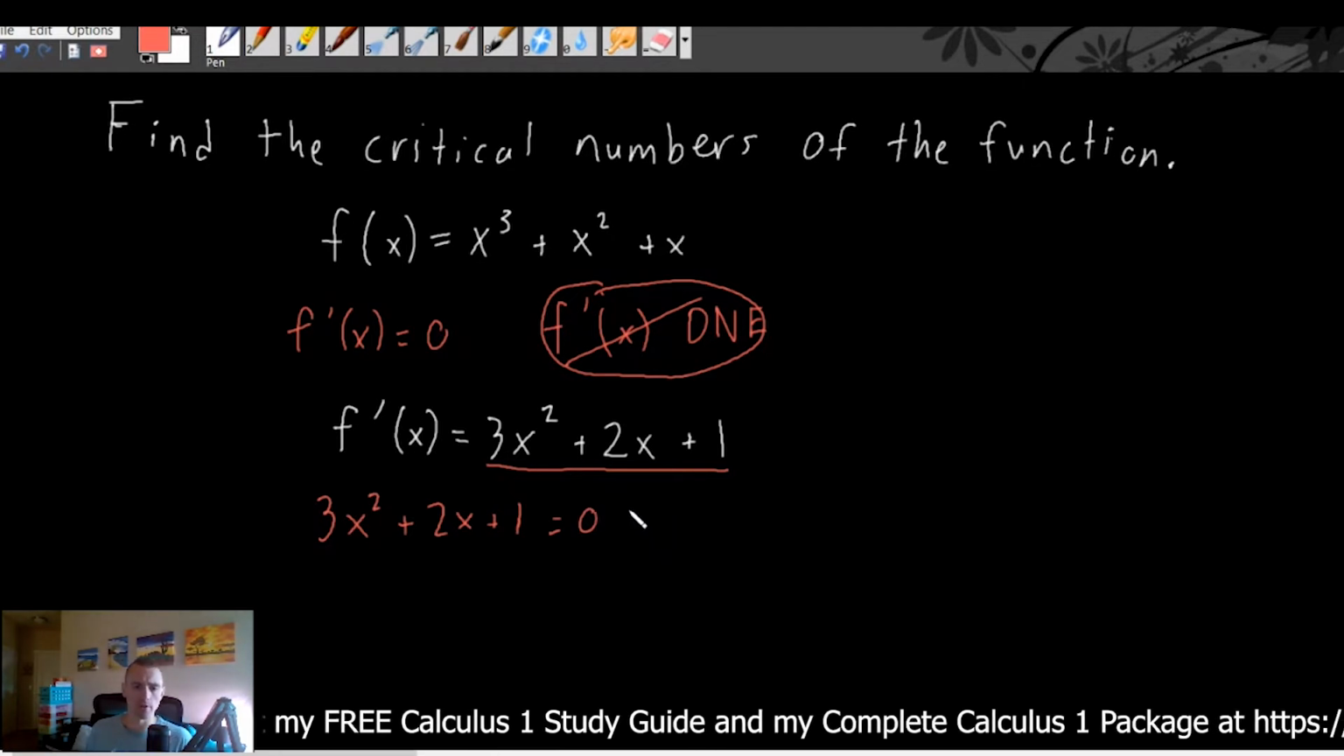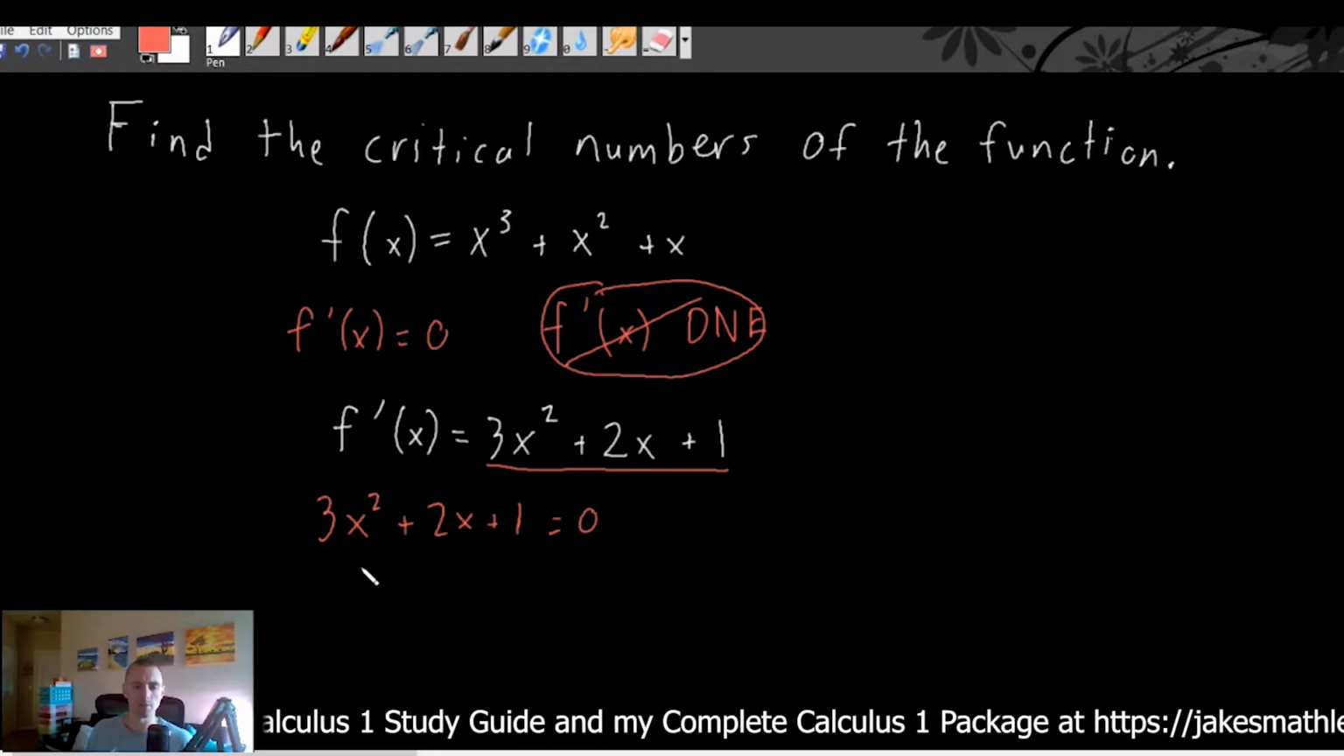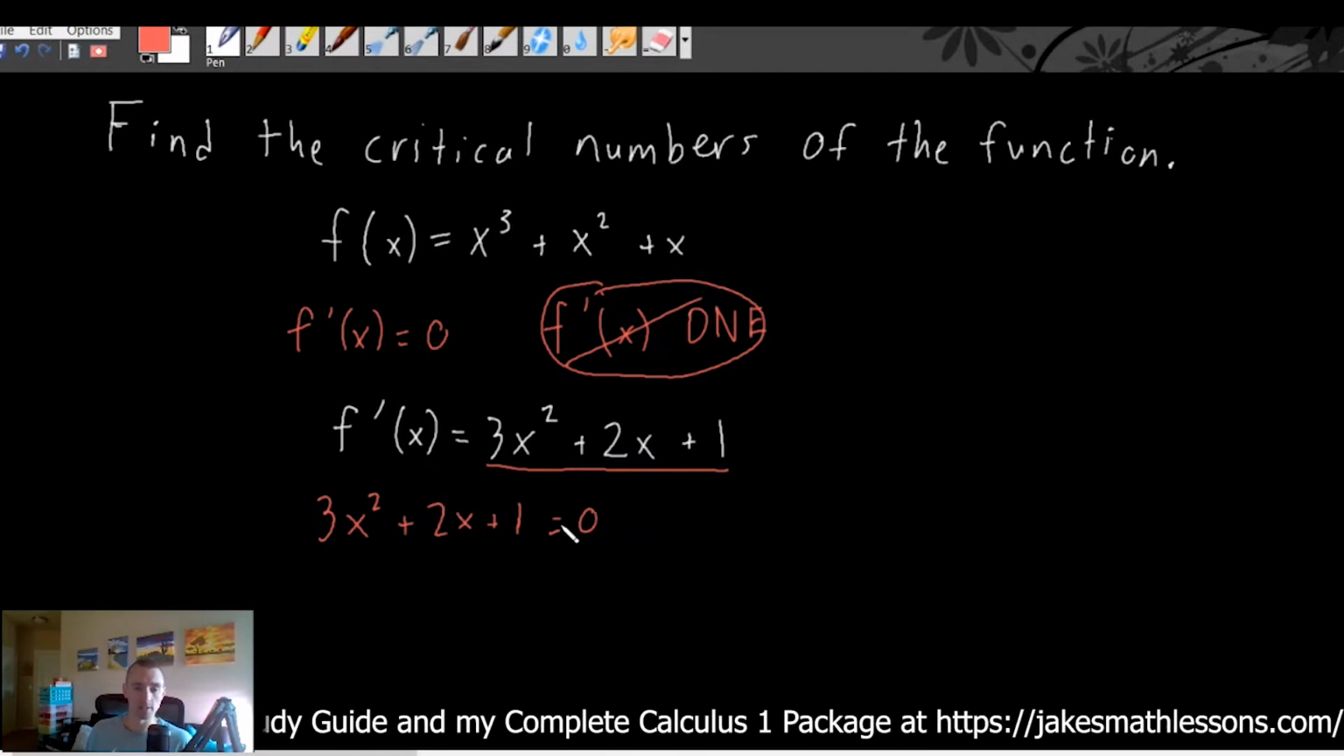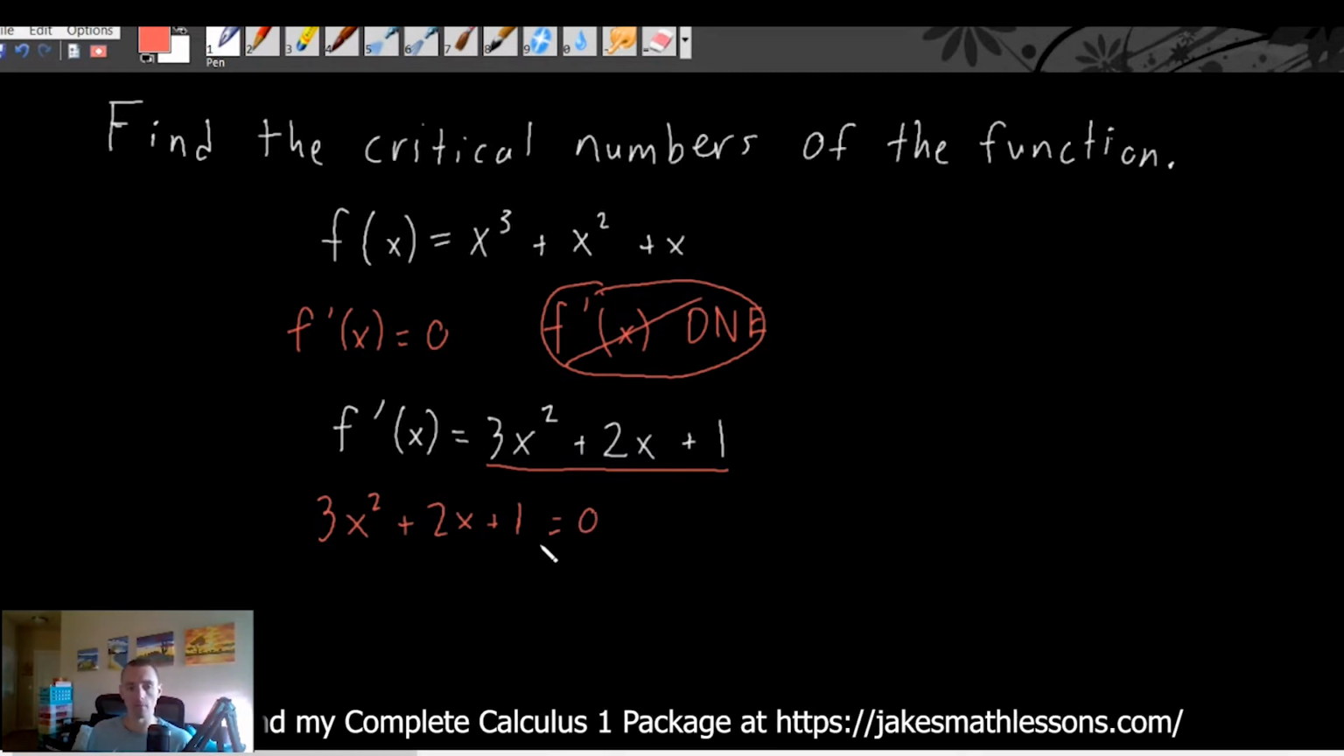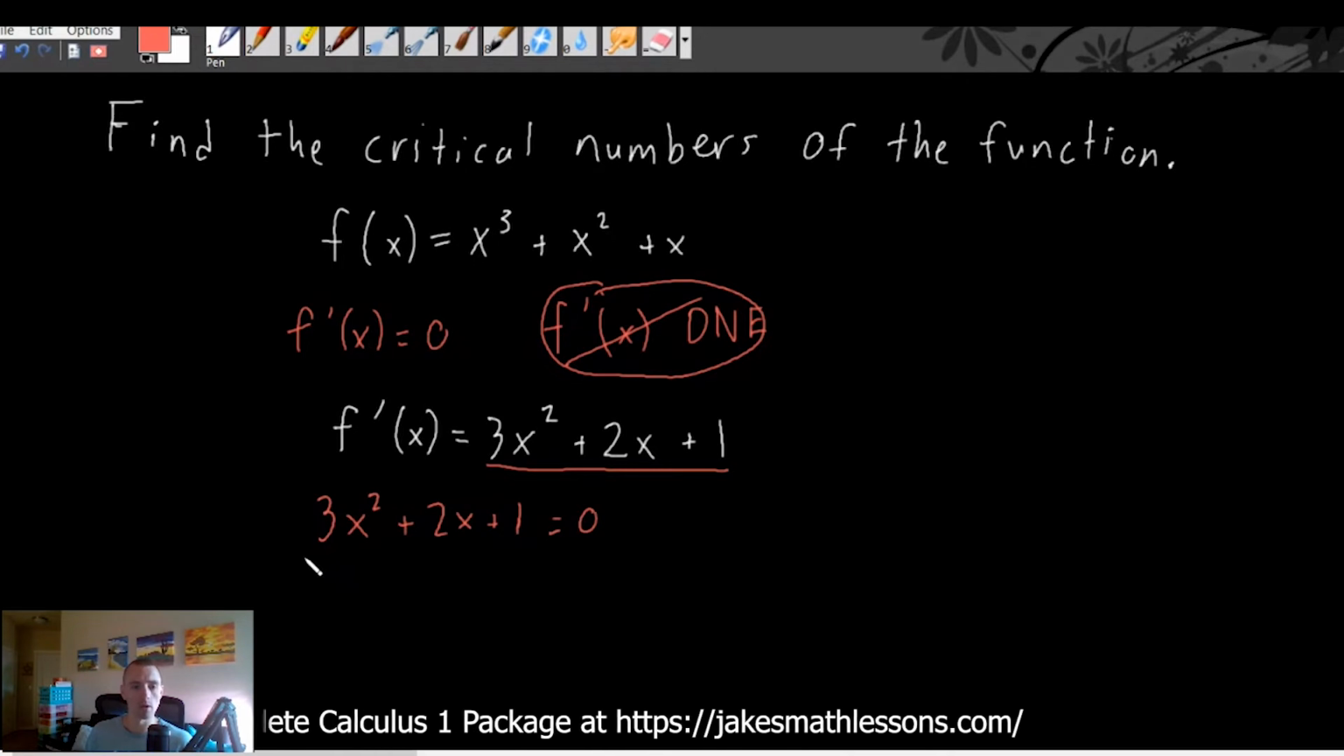So how could we try and figure that out? Well, typically the best place to start with a polynomial like this, setting it equal to 0, is to factor it out. How can we factor this out, though?